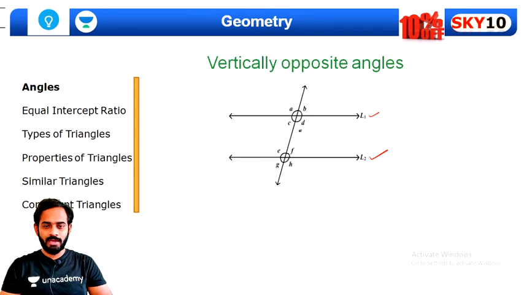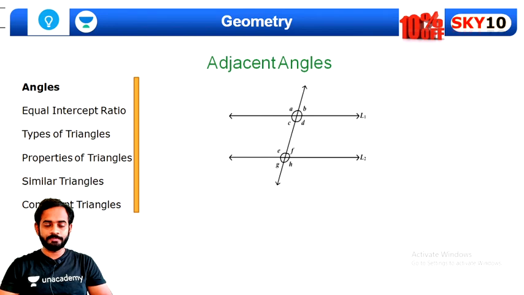Now the different types of angles will be: vertically opposite angles are nothing but A and D and B and C. These are two vertically opposite pairs, and E and H, similarly F and G. Similarly, we have these four pairs of vertically opposite angles over here. And what is the property of vertically opposite angles? They are always equal. Remember this part, vertically opposite angles are always equal. Okay, let's quickly move further.